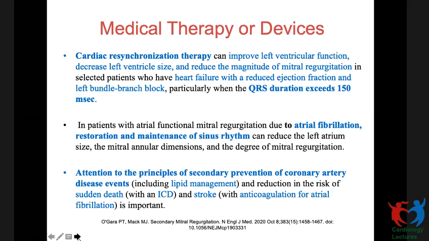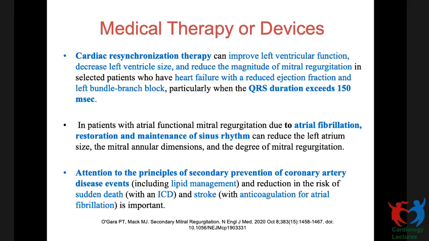Cardiac resynchronization therapy can improve left ventricular function, decrease left ventricular size, and reduce the magnitude of mitral regurgitation in selected patients who have heart failure with reduced ejection fraction and left bundle branch block, particularly those patients with QRS duration more than 150 milliseconds.